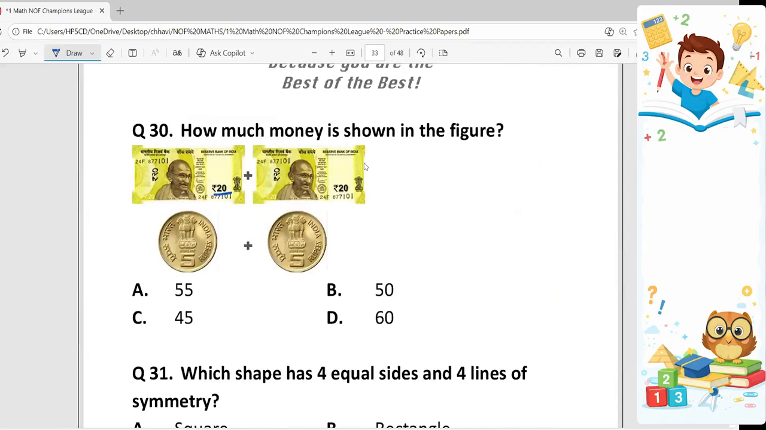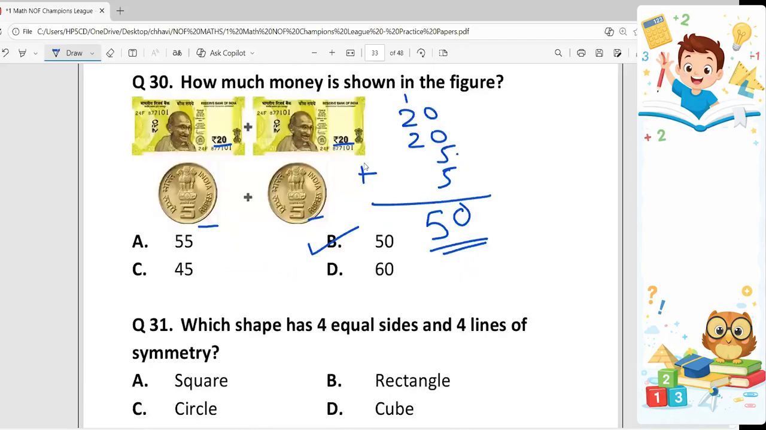30th. How much money is shown in the figure? This is 20, this is 20, this is 5 and this is 5. So 20, 20, 5 and 5. Okay, we have to add all of them. 5 plus 5, 10. 1 over here. 2 plus 2, 4 and 5. So correct answer is option B, 50.